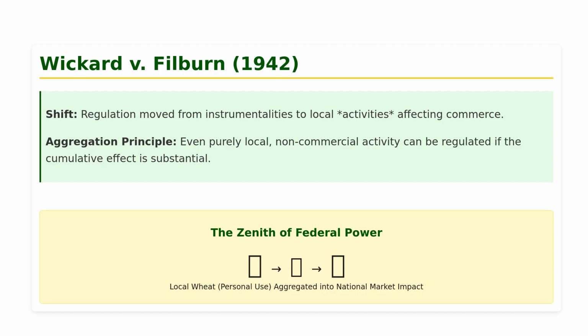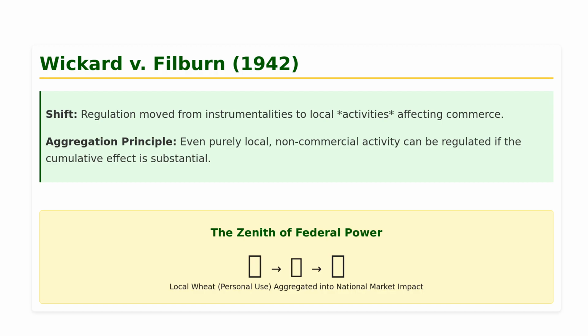The absolute zenith of this expansive view is found in the 1942 case, Wickard v. Filburn. Roscoe Filburn, a farmer, grew wheat on his own property solely for personal consumption and feeding his livestock, activities entirely local and non-commercial. Yet, Congress regulated this production under the Agricultural Adjustment Act.